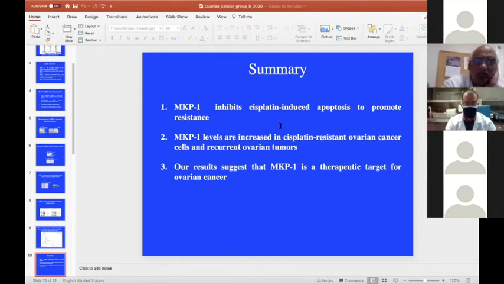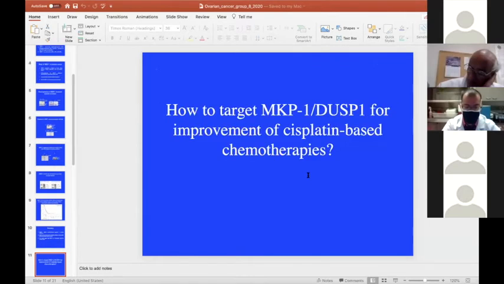So briefly, MKP1 inhibits cisplatin-induced apoptosis to promote resistance, and we showed that the level of MKP1 is increased in cisplatin-resistant ovarian cancer cell lines and the recurrent ovarian tumors compared to their counterparts. So this suggests MKP1 may be a therapeutic target for ovarian cancer. Then the question is how to target it to improve cisplatin-based chemotherapy.